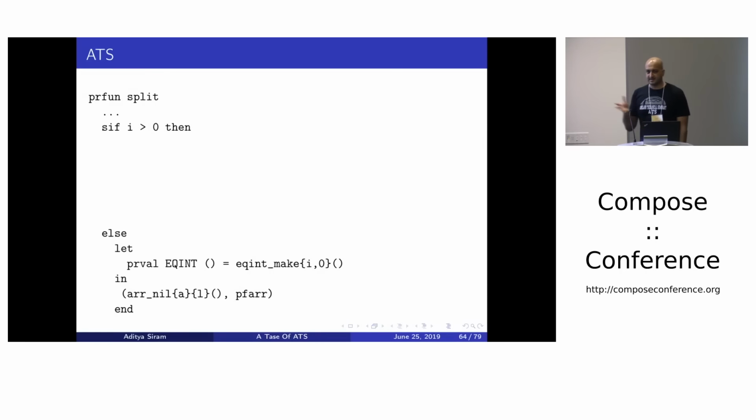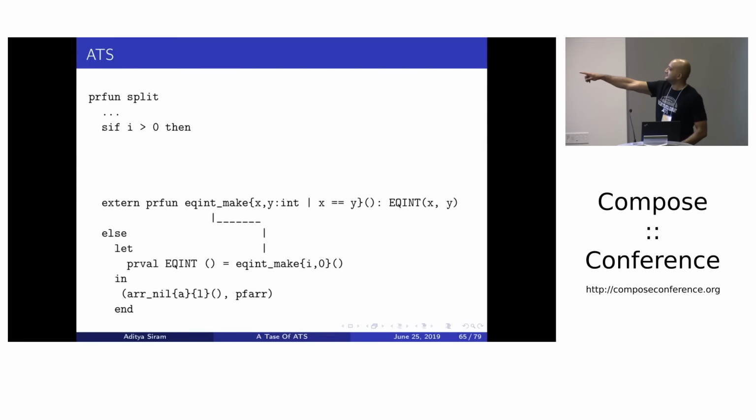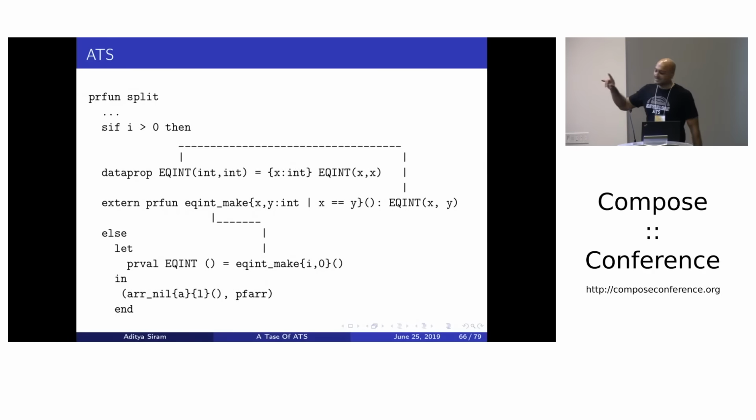In the else case, I is 0. And so we have this cute thing called EQ make, EQ int make, which is a proof function that checks to see if x and y are identical, and if they are equal, assigns it a data prop constructor, yet another keyword.